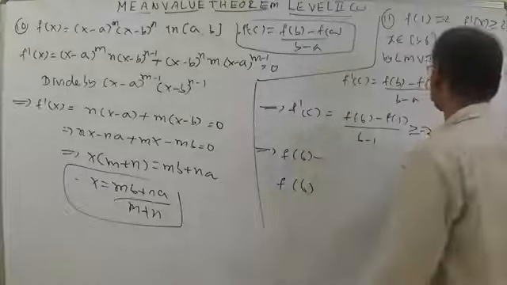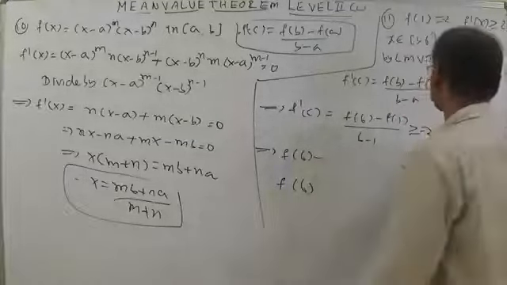Now 11 is completed. 12th question. f of x is equal to 4 minus (6 minus x) whole power 2 by 3 in [5, 7]. Given f of x as 4 minus (6 minus x) whole power 2 by 3 in [5, 7].